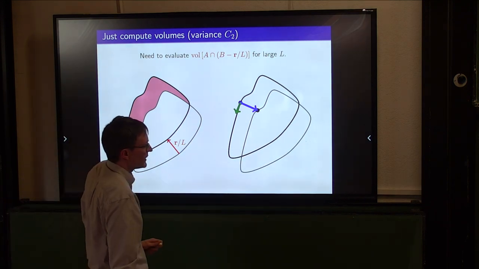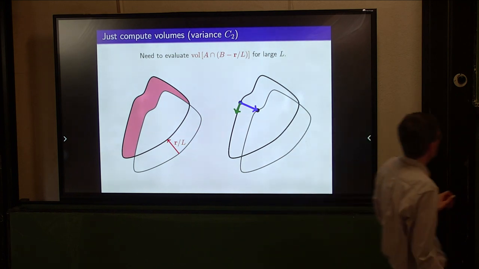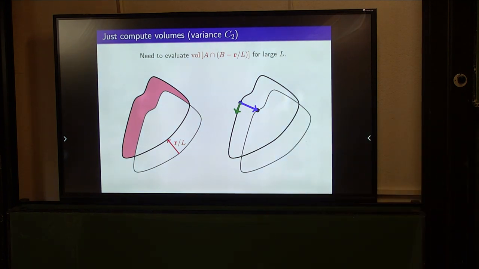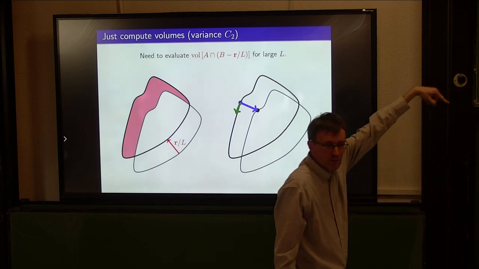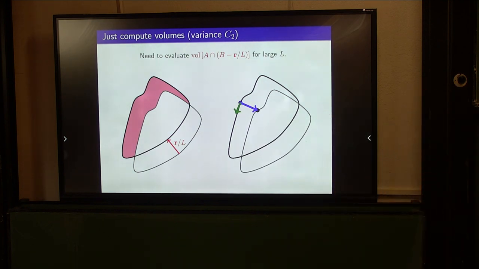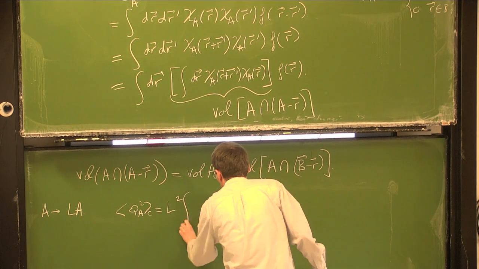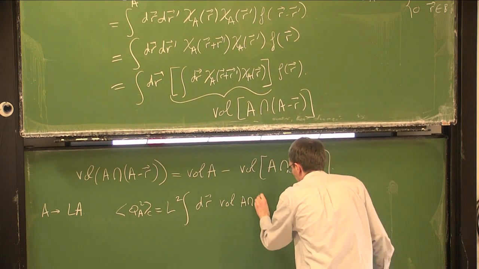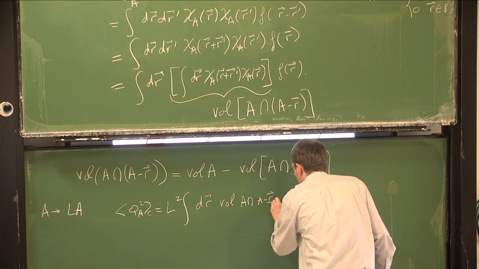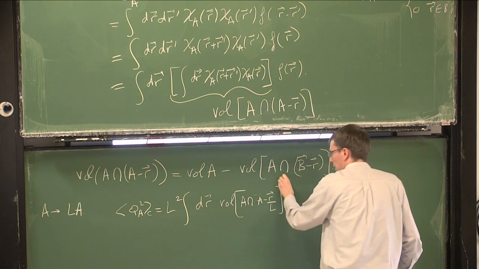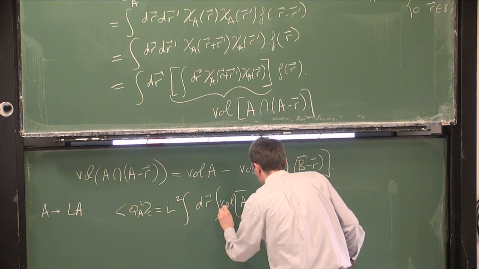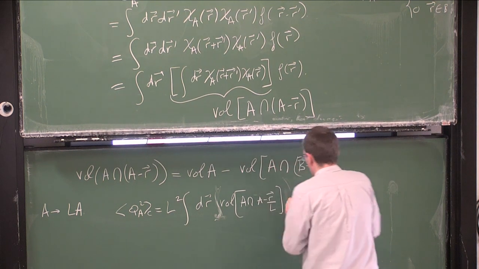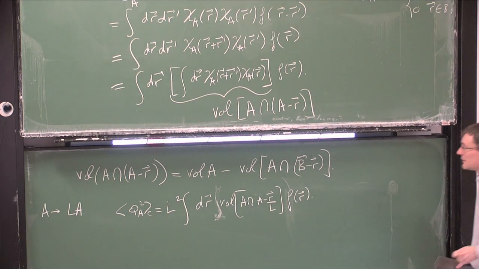And so you might think, oh, but there is a... yes. So this was this calculation, and it's easy to see that if you replace A by LA, you can redo this calculation again, and you can pull out L squared from this, and what you will get is this. A minus R over L. This.